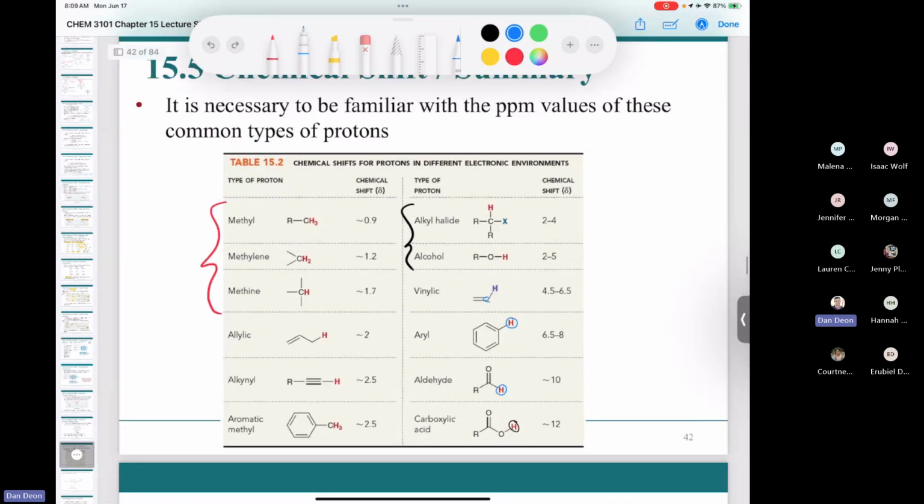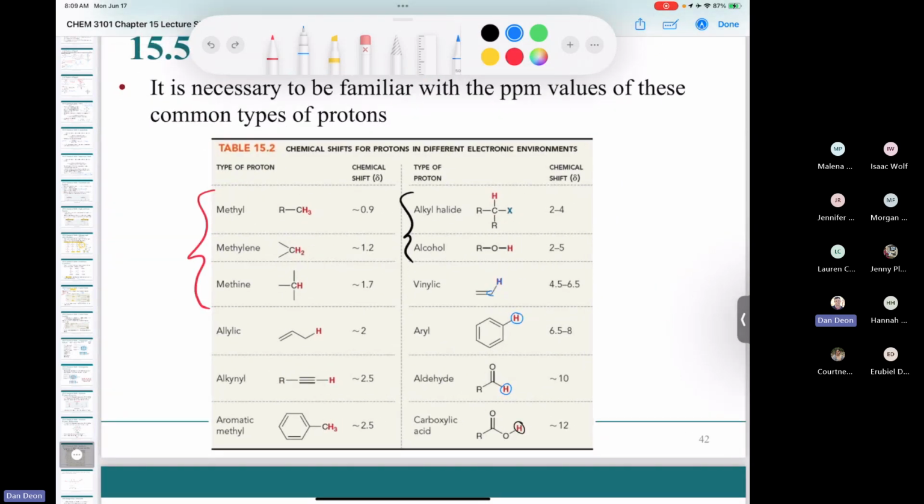Next is allylic and vinylic. I know they're not next to each other, but I want to take a look at allylic protons and vinylic protons. So vinylic protons are protons that are attached directly to the carbon of a double bond. And we see that they have a chemical shift of 4.5 to 6.5 parts per million. And then you might think, well, if I have an aryl proton, that's attached to the carbon that's in a double bond, that should be 4.5 to 6.5 as well.